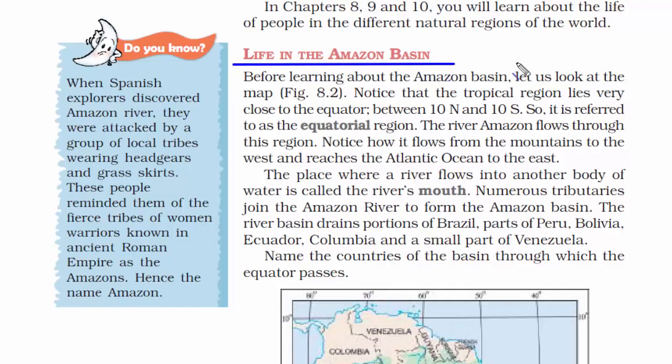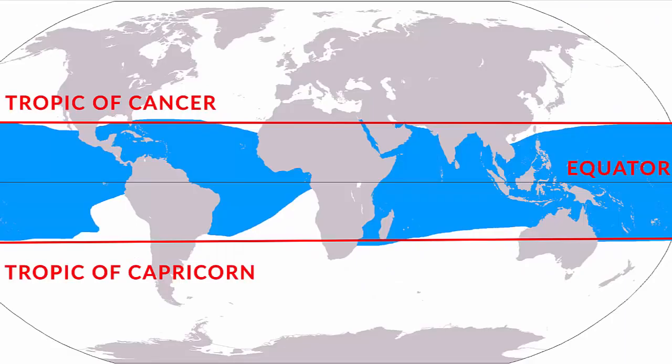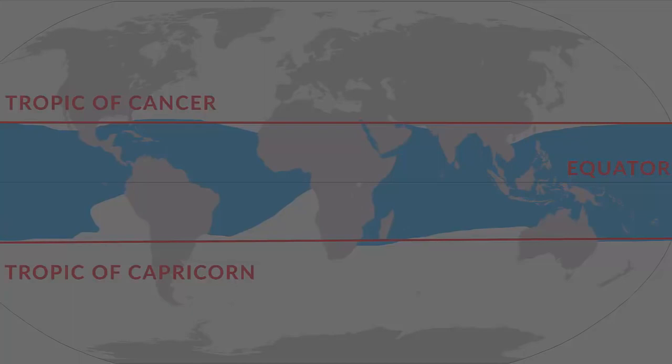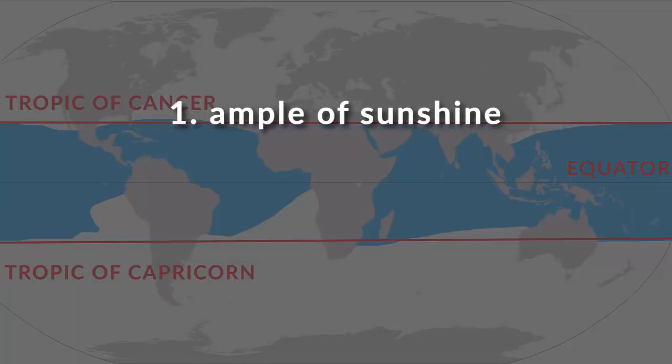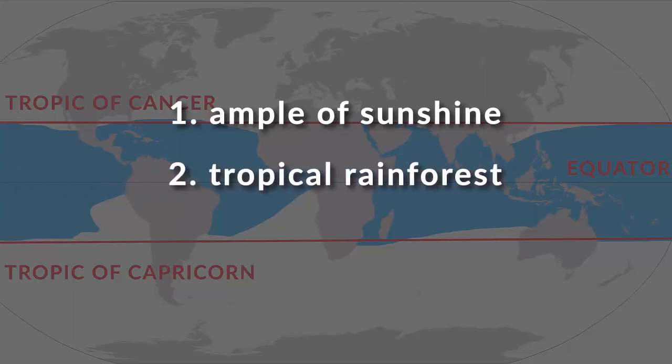First of all, we all know what and where tropical region is. Let's refresh by having a look at it. This place is also referred to as the equatorial region. Now I want you to remember these 2 points about tropical region. Number 1, ample of sunshine due to sun rays falling straight on the equator. Number 2, the term tropical rainforest, which means heavy jungle, because this place receives heavy rainfall and has lush green vegetation cover. Always remember these 2 points whenever you hear about equator.